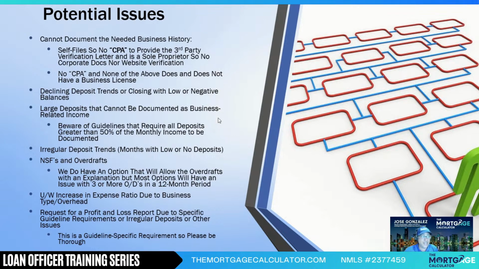So make sure any of these issues, like the declined deposits, large deposits, can be documented. Irregular deposit trends, also months with low or no deposits, showing maybe a drying up business. NSFs and overdrafts. Make sure none of that's going on in the last 3 months if you're going to do a P&L. But for the bank statement loans, we do have an option that will allow the overdrafts with an explanation, but you can count on most of the options. Pretty much 99% of the options will have an issue if the borrower has 3 or more overdrafts in the last 12-month period, overdrafts or NSFs.